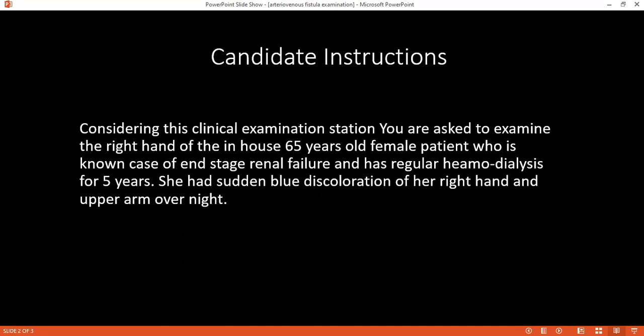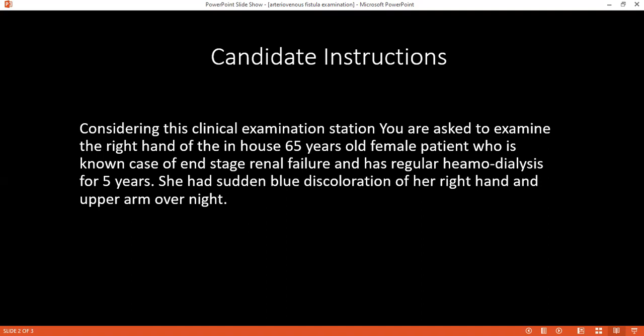Then I would commence my examination by, first of all, inspection. On inspection, I would want to note the site of the fistula, the shape, the size, the surface appearance of the skin, if there are any skin changes, if there's any scar, if there's any form of ulceration. I will also note the color, if there's any color change around the skin. In this particular patient, there's a bluish discoloration. So I will take note of that.